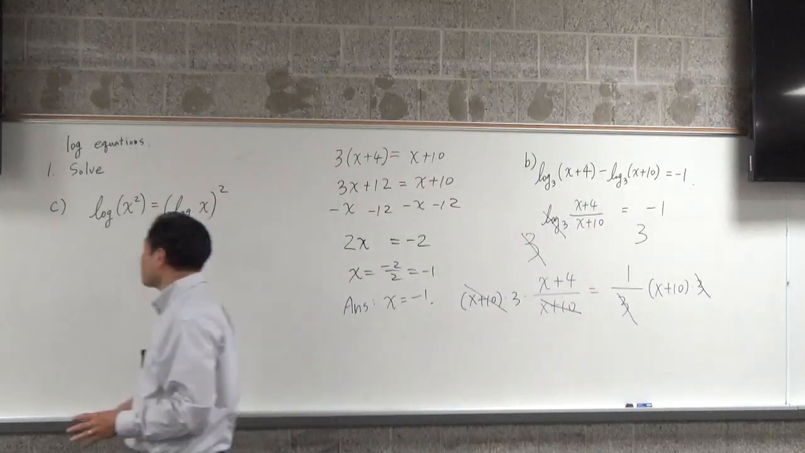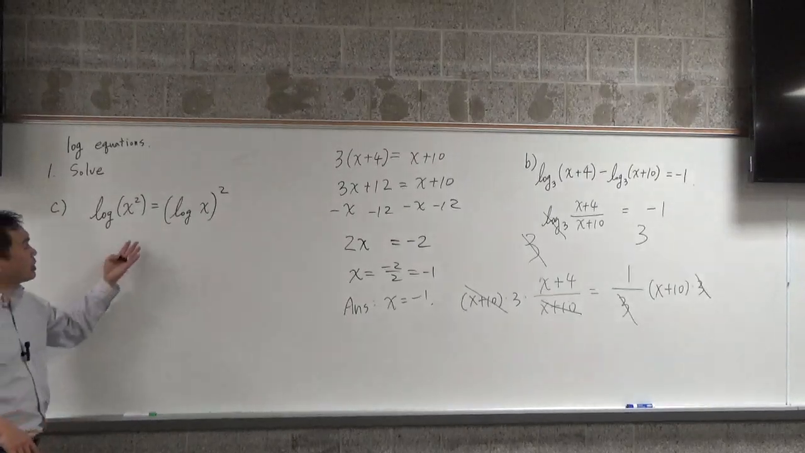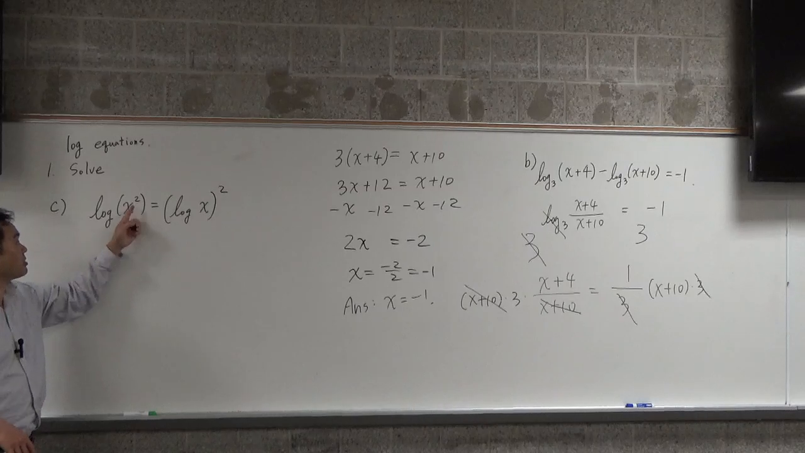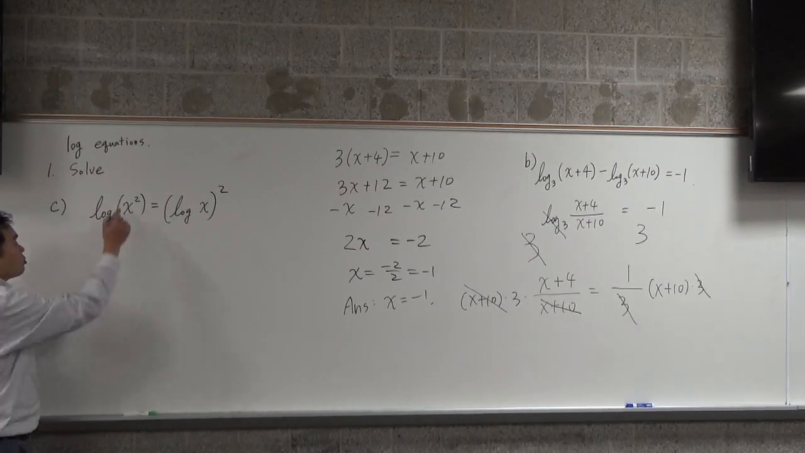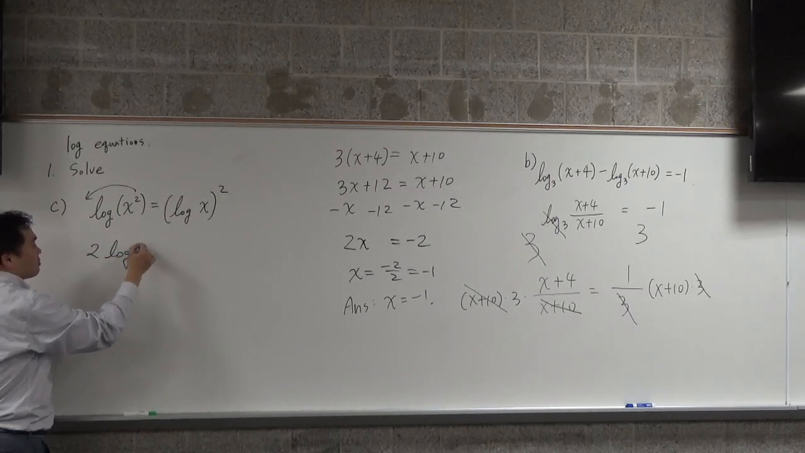Okay, last question for today. This is a rather challenging question. And the big problem here is that this 2 is inside the log. It's the exponent inside the log. That is allowed to jump over the log. So 2 would jump over the log, and you get 2 times log of x.